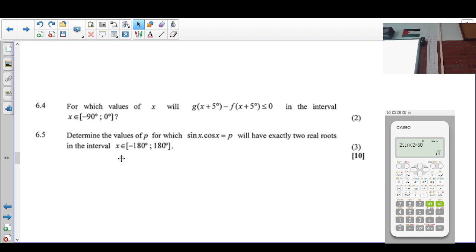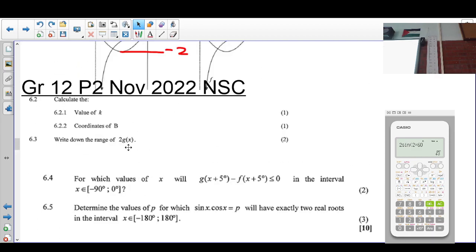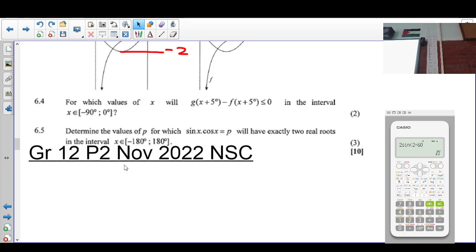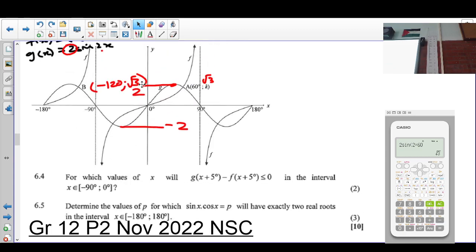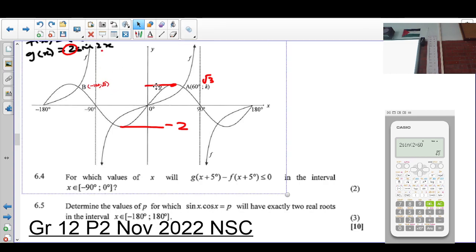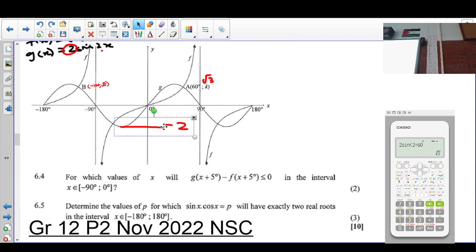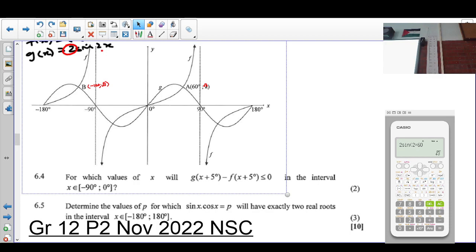Look at the next question. 6.4, we are now told that... Now, 6.4, for which values of x will g of x plus 5 minus f of x plus 5 be less than or equal to 0.